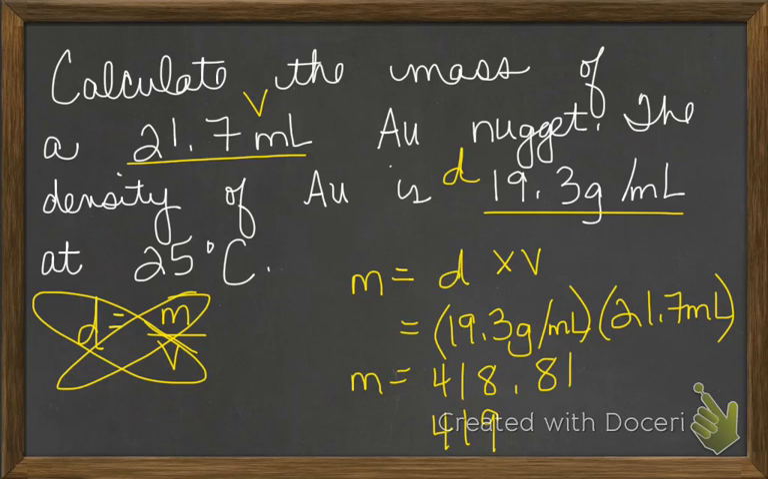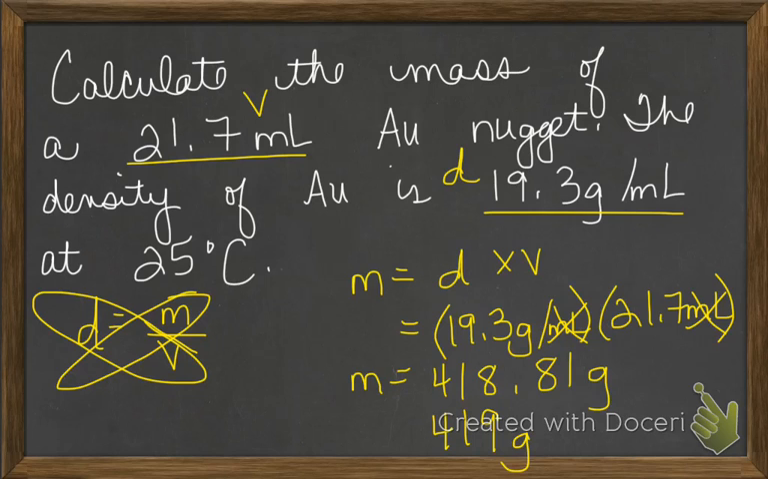Is that the final answer? No, because it doesn't have units. What units should we include in this answer? We took grams per milliliter and multiplied it by milliliter, so the milliliters is going to cancel, and our answer is in grams.